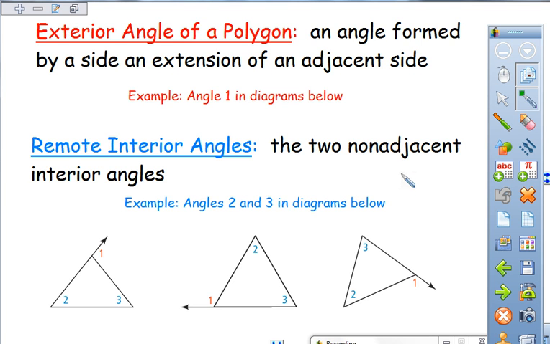An exterior angle of a polygon is an angle formed by a side and an extension of an adjacent side. So for example, angle 1 in the diagrams below is an exterior angle. Angles 2 and 3 are inside the shape, so they are interior angles. In other words, they are remote interior angles, the two non-adjacent interior angles.